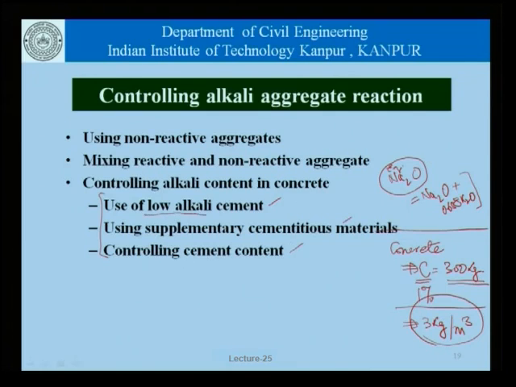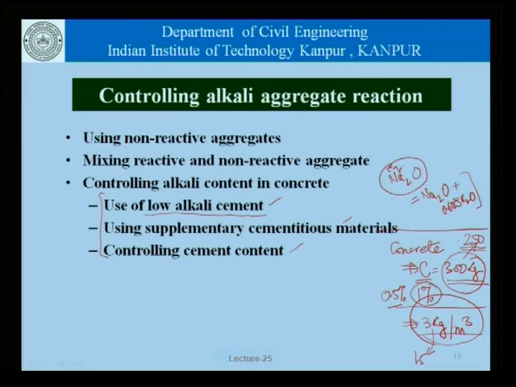If we are using a low alkali cement, what we are doing is that instead of this 1%, if we use a cement which has 0.5% of equivalent Na2O, we would have reduced this 3 kg to 1.5 kg. Similarly, if we were to use supplementary cementitious materials, whether it is blast furnace slag or silica fume or rice husk ash or fly ash, instead of this 300 kg, we are able to reduce it to 250 kg or 200 kg.